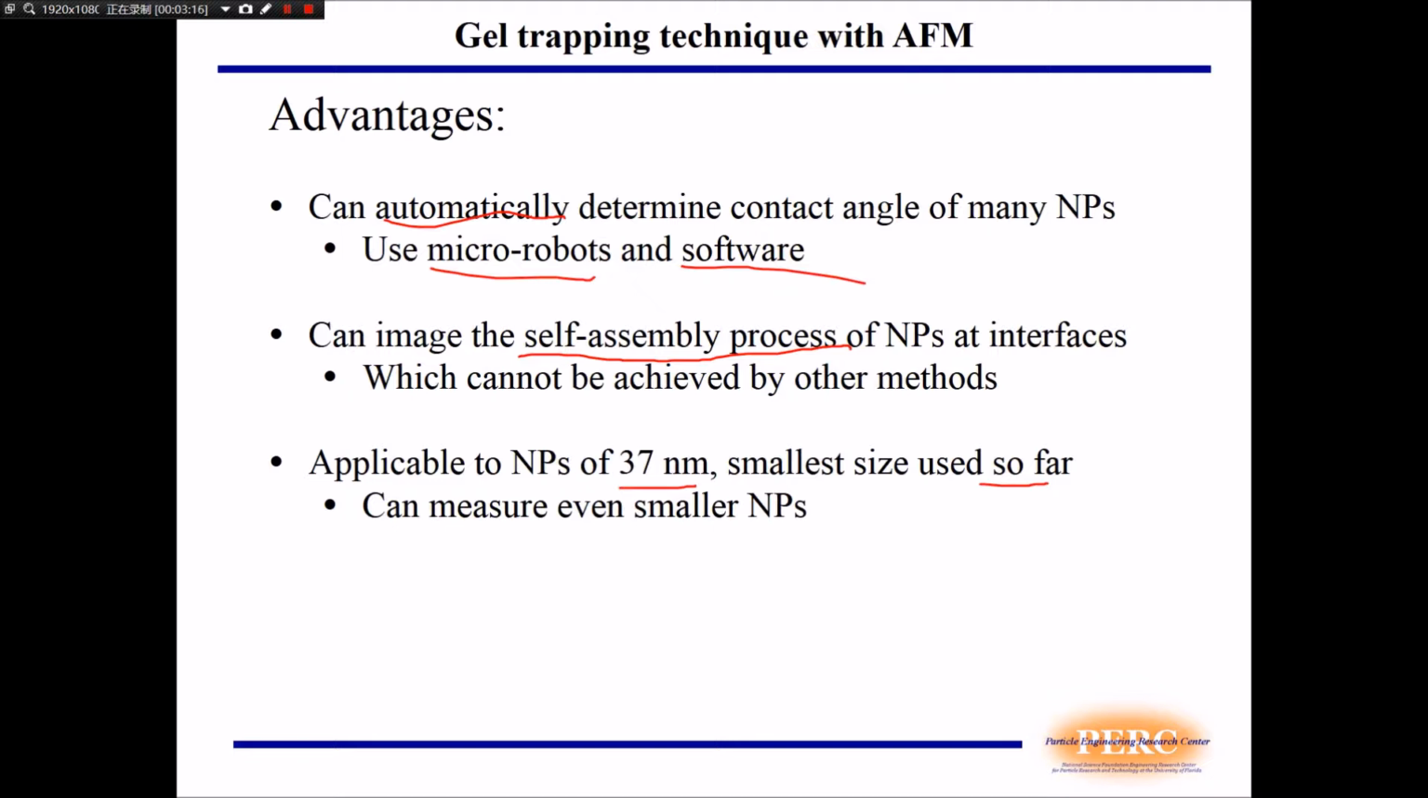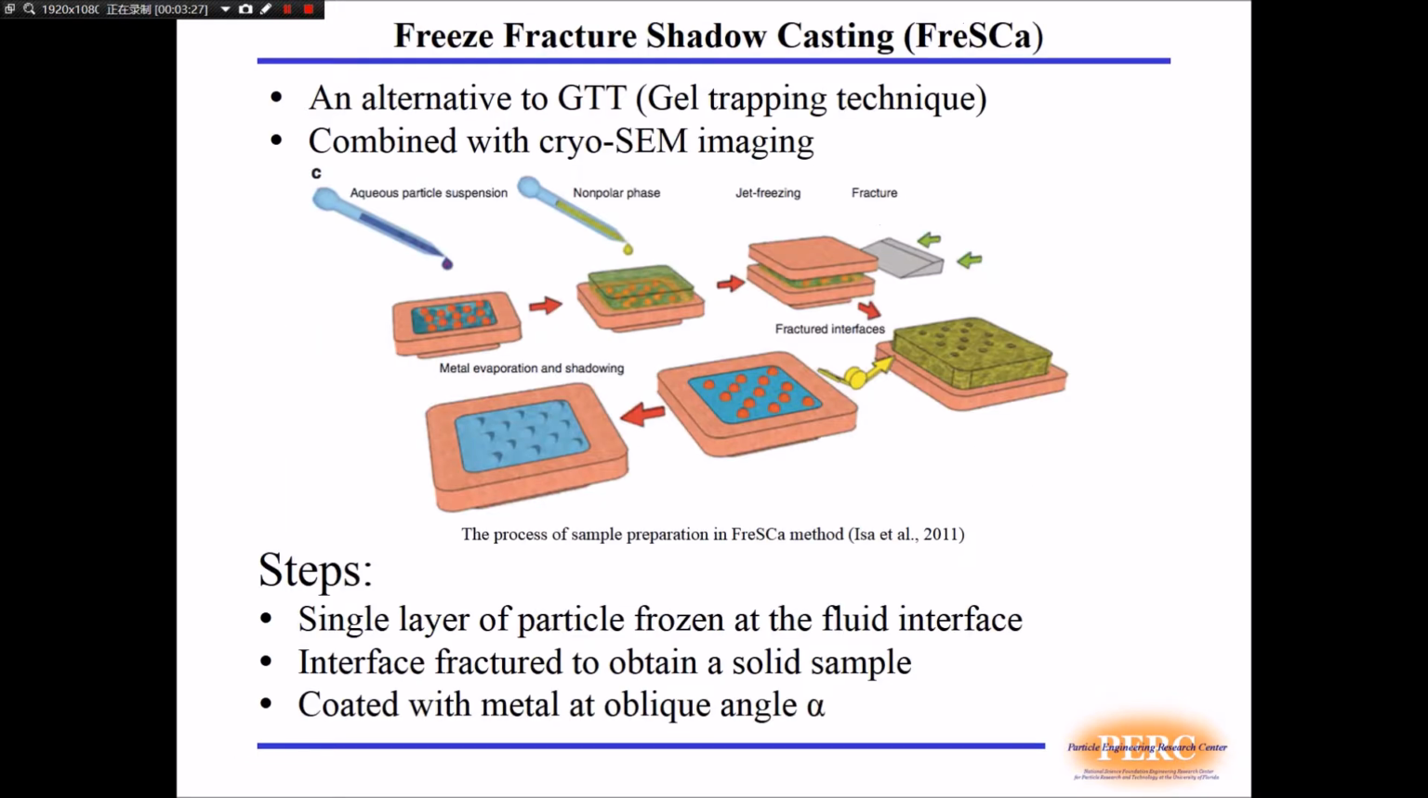Despite the advantages of GTT, it is not applicable to certain types of interfaces, such as water hexane. In addition, its accuracy is affected by surface charge density. Fresca, or freeze fracture shadow casting, is an alternative technique to GTT. It is combined with cryo-SEM to measure the nanoparticle contact angle.